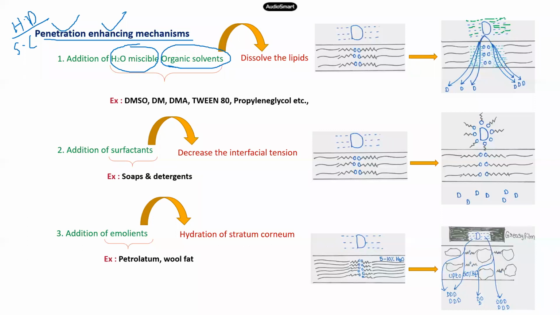Blue color is water, green color is organic solvent. Now observe this organic solvent. It will cause miscibility with the water, in which the drug is already dissolved. Now it will enter, just touching the skin surface, and immediately dissolve the lipids. If the lipids are dissolved, what happens, friends? The penetration of the drug also increases because the space will be increased.